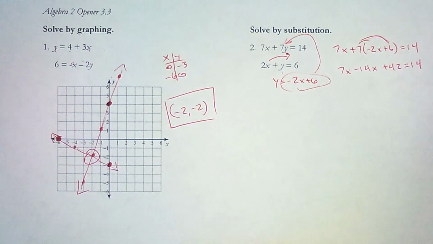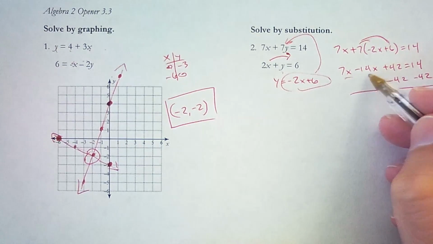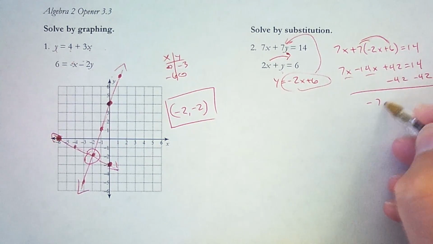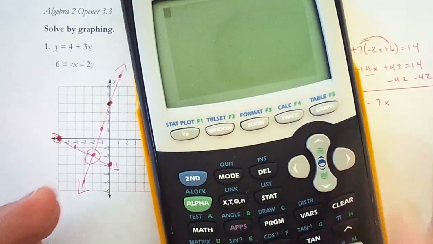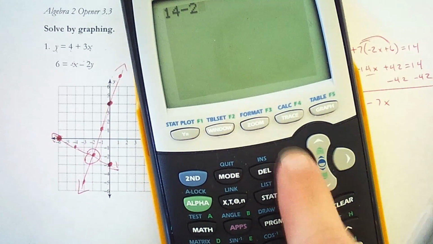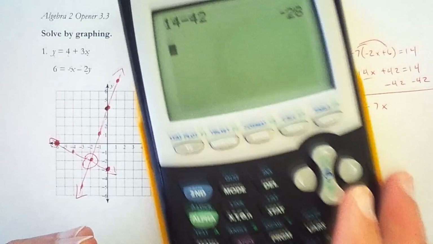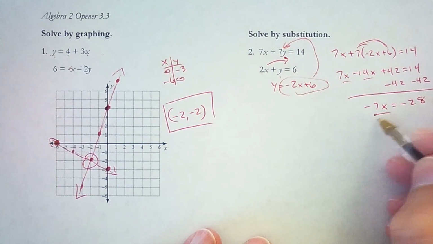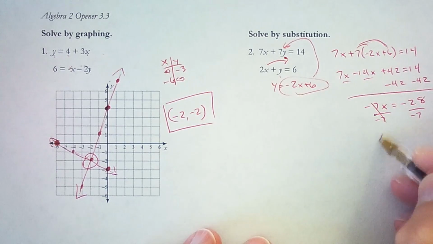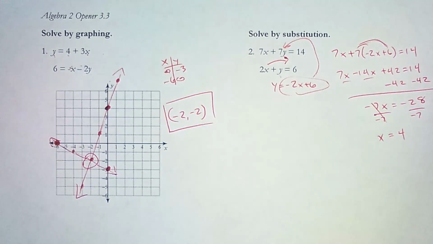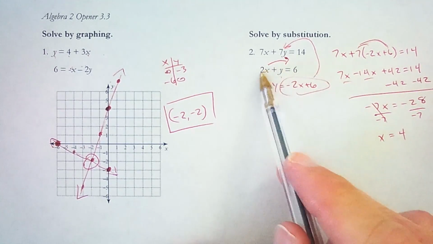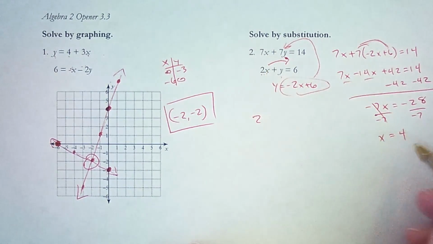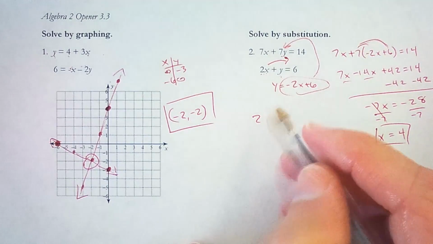Okay, so then I can subtract the 42 from both sides and combine these like terms. 7x minus 14x is -7x, and 14 minus 42 is -28. So -7x equals -28, and divide by -7, and I get x is +4. Then I would plug that into, I think the bottom equation is going to be easier, so 2, and I'll put a box around that so I don't lose it.